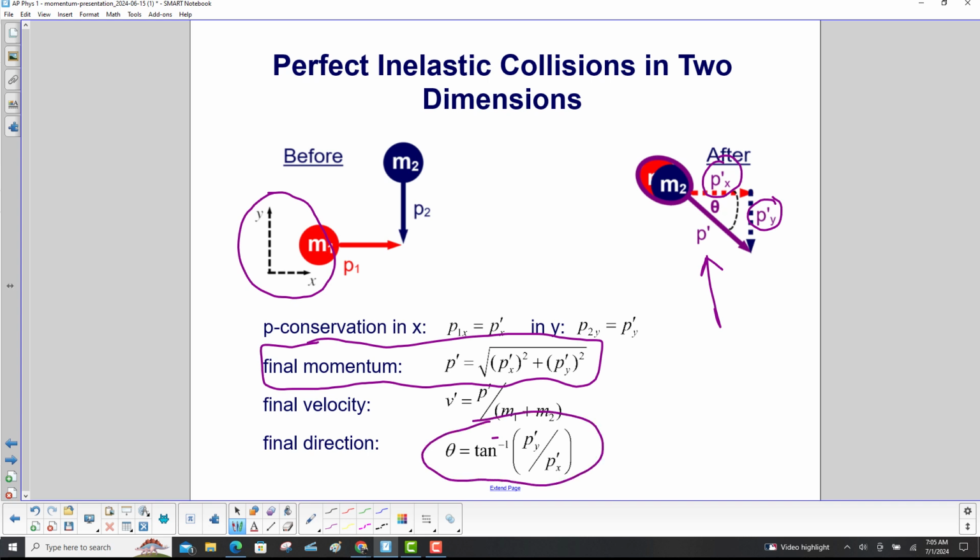Now, going back to the top here, what has to be conserved? It has to be conserved in both the x direction and the y direction. So p1x has to equal p'x, and in the y direction, p2y has to equal p'y.